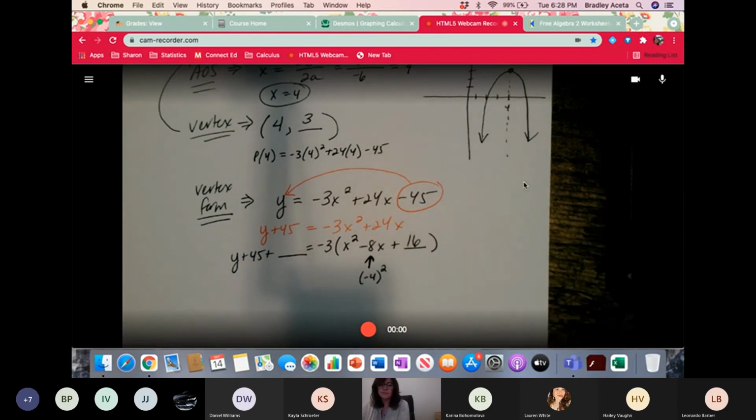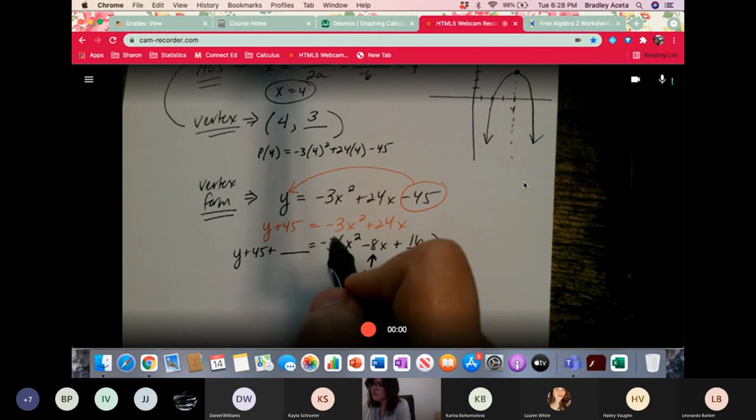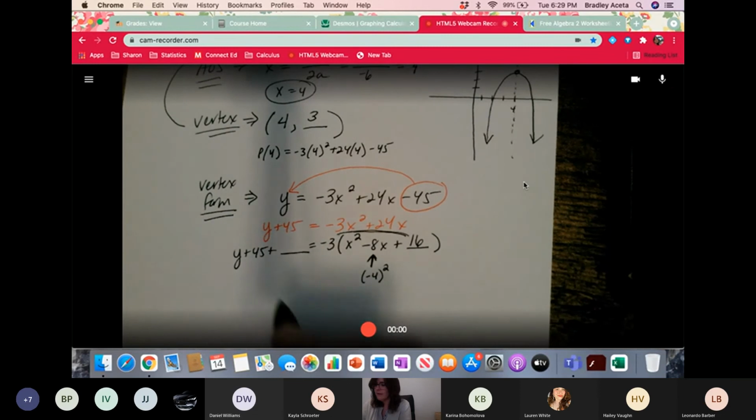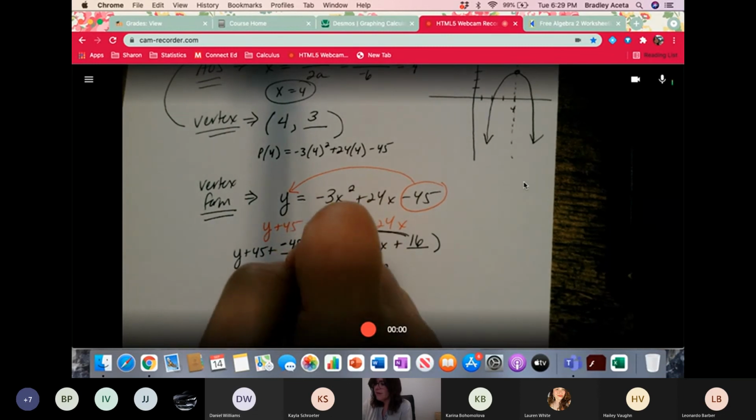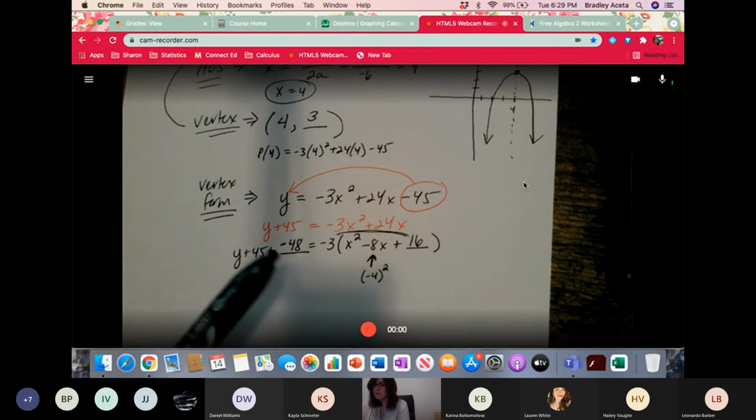16. Do I put a 16 over here? No. Wait, what? Why not? Because you factored out a -3. So you have to accommodate for that. So what does that mean you really had originally? Well, that means, what is -3 times 16? It's -48. That's what goes on this side.